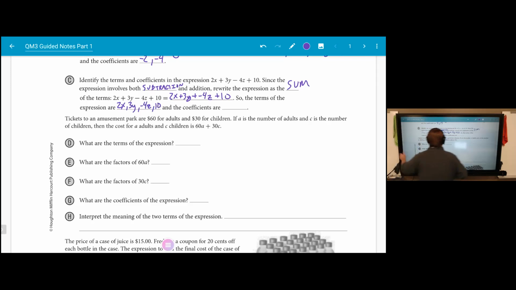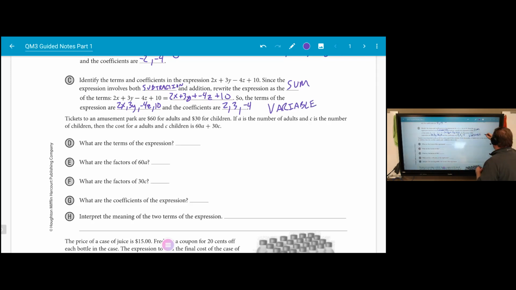And the coefficients, again, if there's no variable with it, it's not a coefficient. So 10 is not a coefficient. It's not multiplying a variable. 2 is multiplying x, 3 is multiplying y, and negative 4 is multiplying z. I guarantee somebody's going to make that mistake on here and forget the negative sign and be really upset with themselves. For coefficients, if I asked you what the variables were, which I will on a test, I would say my variables are x, y, and z.